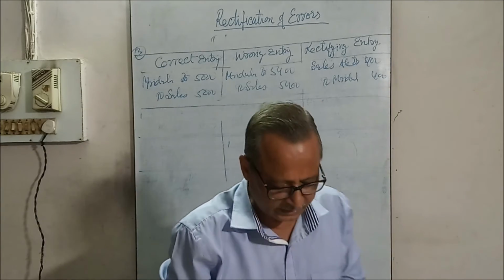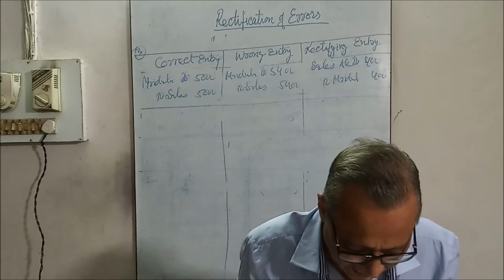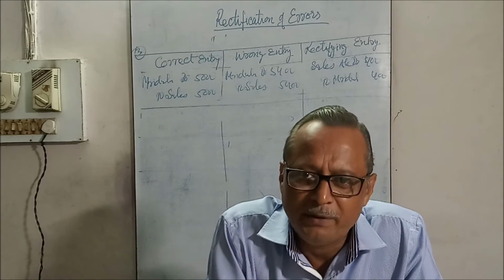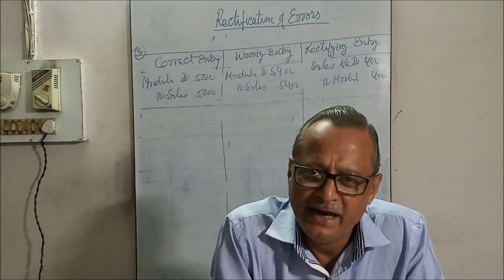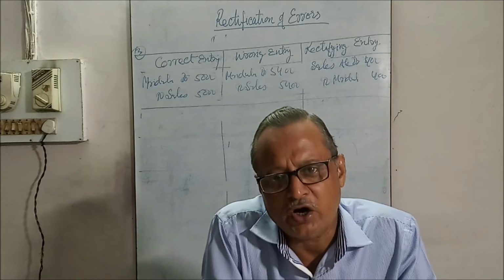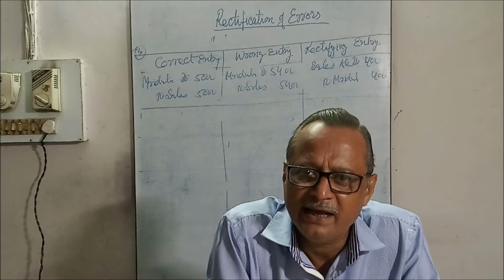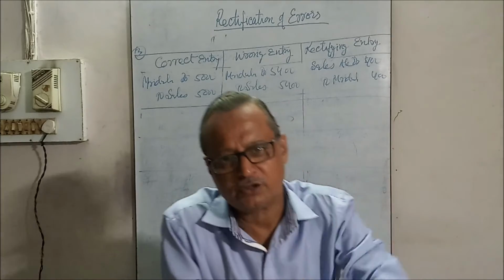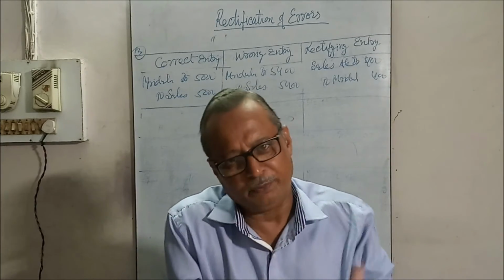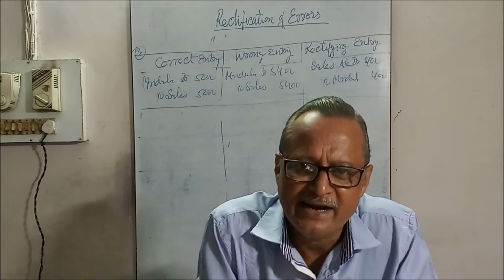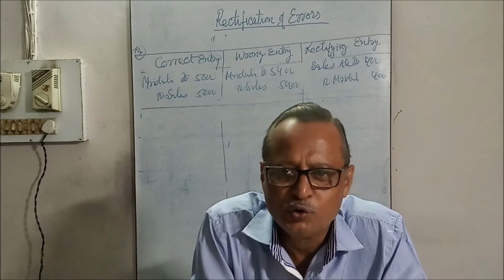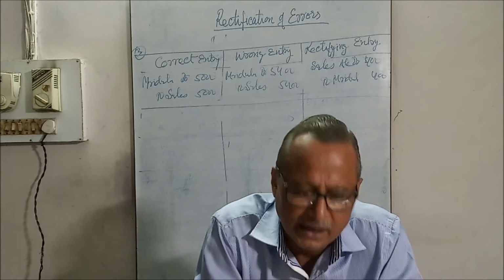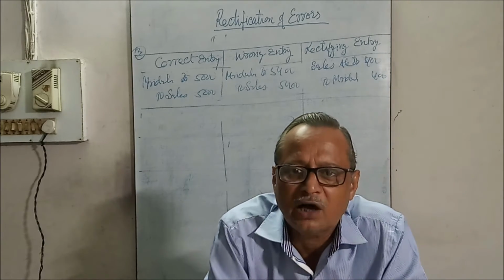The same in case of credit purchase from Naina, 8,000 recorded as 8,800. That should be purchase account debit to Naina 8,000. But wrongly it was recorded as purchase account debit to Naina 8,800. Then 800 you have to reduce. Purchases should be reduced, so purchase should be credited. So we will pass the rectifying entry: Naina account debit to purchases 800. Likewise, goods returned to Priya 12,000 recorded as 12,200.